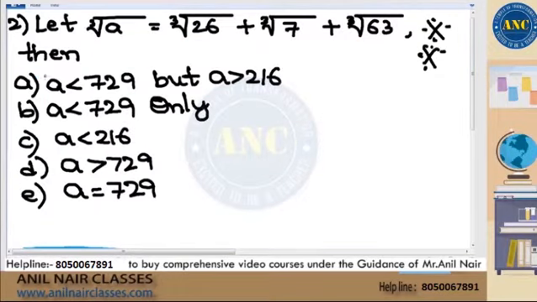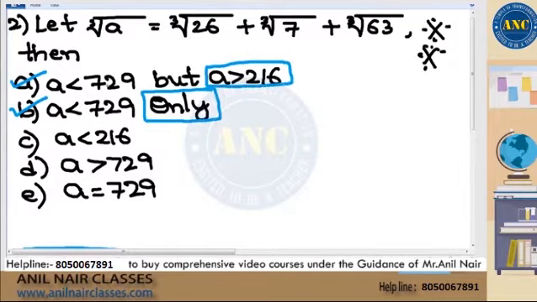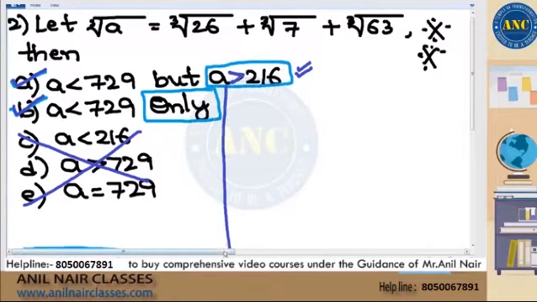If you see the answer options, first option is correct, second option is also correct, but in the second option they are saying a is less than 729 only. That means that is the only condition for a, and in the first option the other condition is a greater than 216. Now let us check whether a is greater than 216 or not. If I find this condition, then I can easily mark either option A or option B. Anyway, the last three options are eliminated, right?